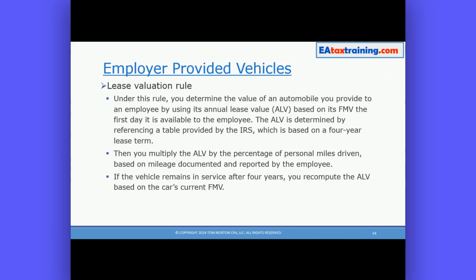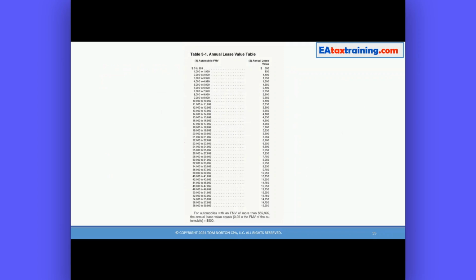If the vehicle remains in service after 4 years, then you recompute the annual lease value based on the car's current fair market value. So when they first get the car, you're going to use its value at that time. If they're still using it after 4 years, then you're going to go back and say, okay, how much is that same car worth now? And you're going to get a new value from the table. It's going to be a lower value, because the car is obviously worth less 4 years later than it was when it was new. So here's what the table looks like.